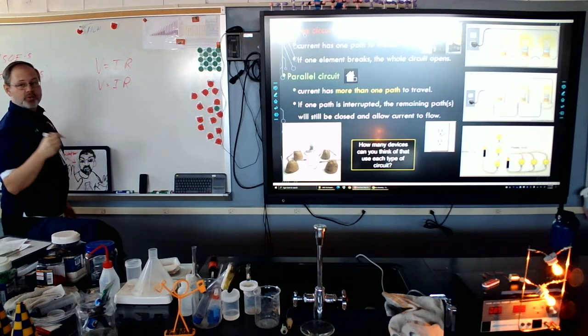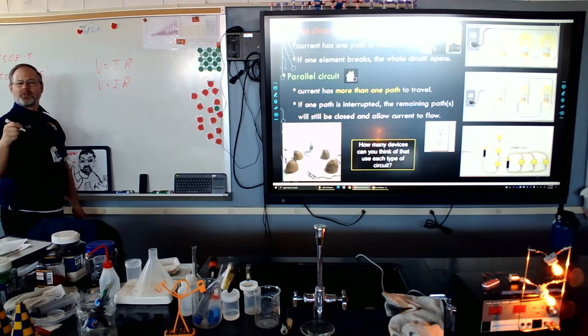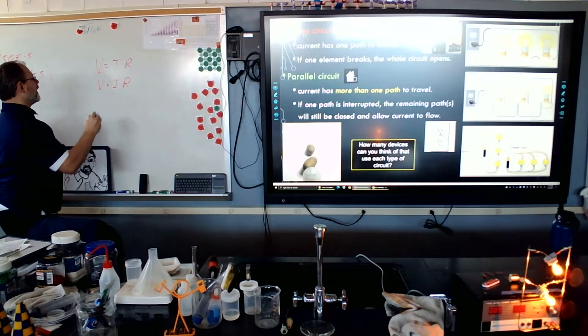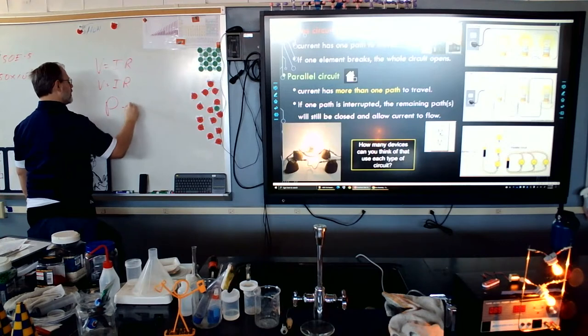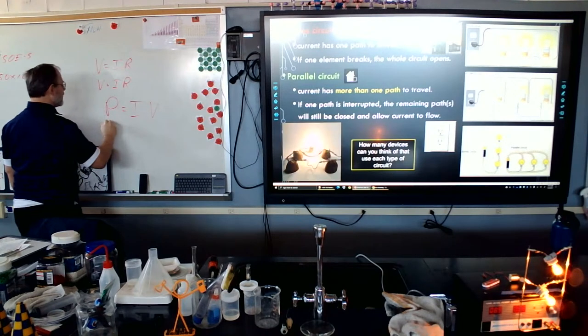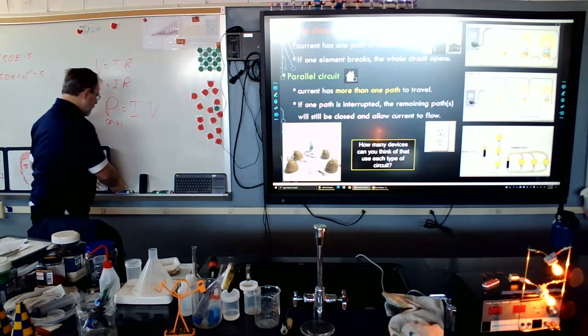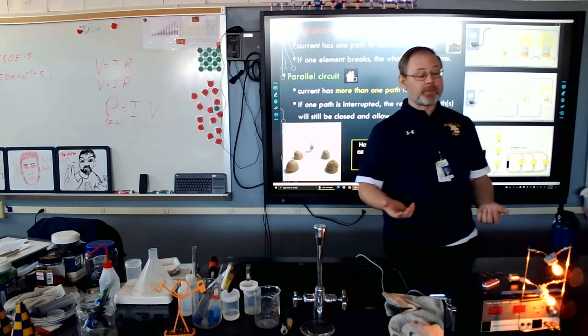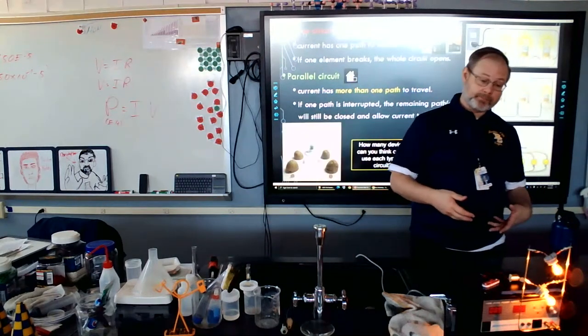And brightness, I told you last time, is an analog to what? What does brightness measure? Not voltage, not potential. Current is the flow of charge. Brightness measures power. Power is energy divided by time. So brightness is a measurement of power. The brighter something is, the more power it's consuming.